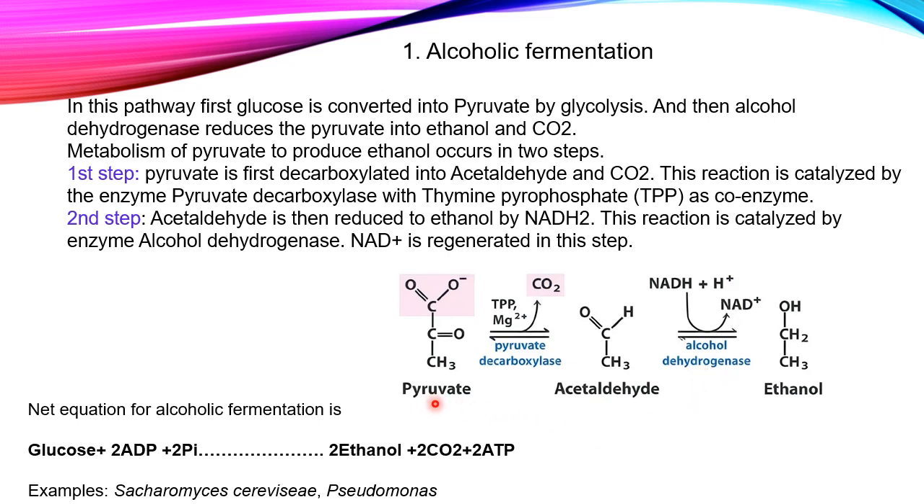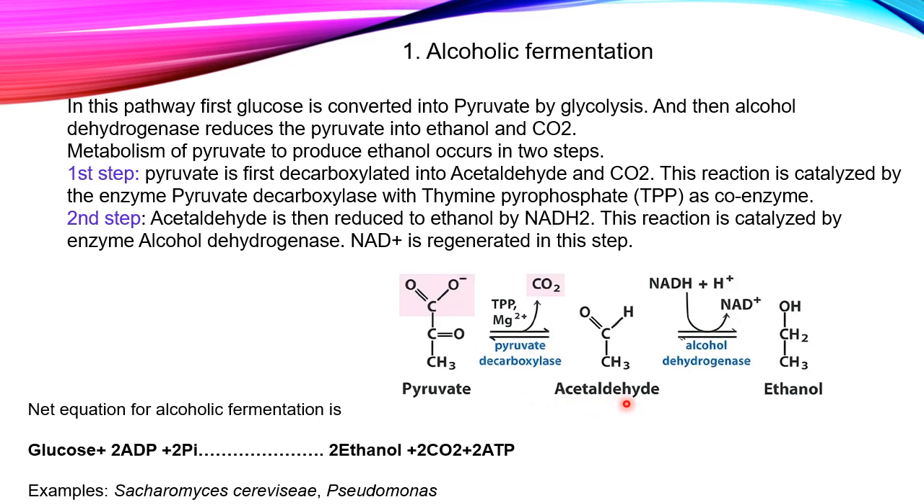The first step of this process is that the pyruvate undergoes decarboxylation to form acetaldehyde by release of carbon dioxide. Pyruvate is a 3-carbon compound, okay? There is a resulting release of carbon dioxide, so it is converted into a 2-carbon compound due to the process of decarboxylation by the enzyme pyruvate decarboxylase.